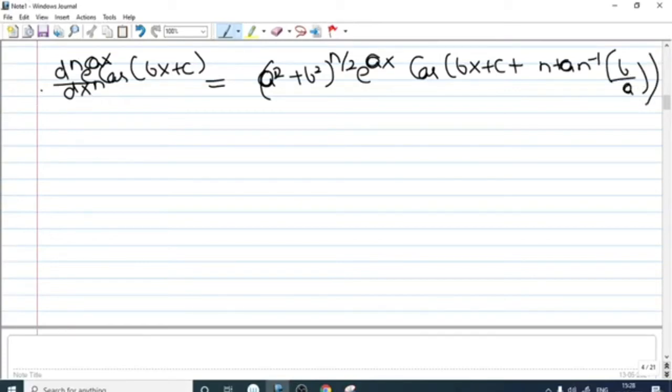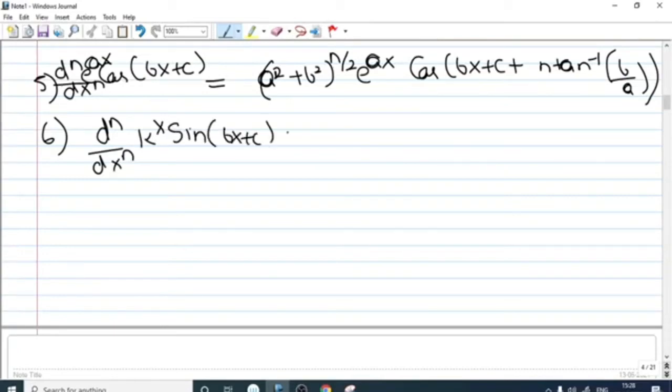Now this was the fifth one. Now let's move on to the sixth one, d power n dx power n. The sixth formula is here, instead of e power x, here k power x appears. Then sin bx plus c. Then what is the formula? Instead of a you will replace it by log k. So log k the whole square plus b square, the whole upon the whole power n by 2.